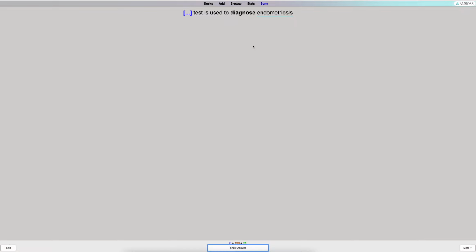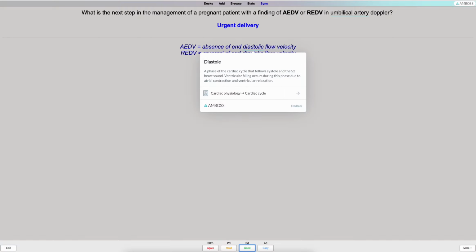It's a sliding sign test. Uterine involution problems can cause late postpartum bleeding. Recurrent late variable decelerations are a fetal heart rate category 3 pattern. Next best step in management of a pregnant patient with findings of AEDV or REDV in umbilical artery Doppler: immediate delivery.